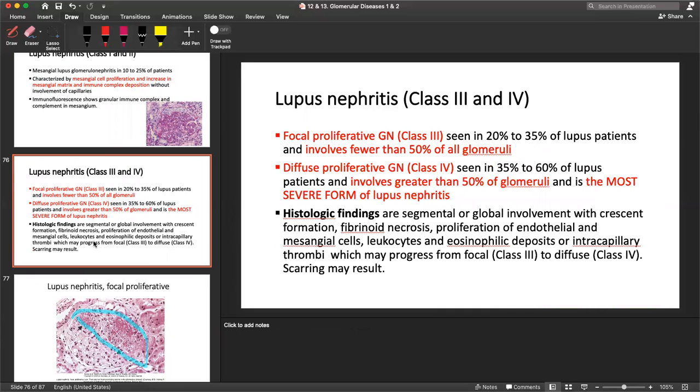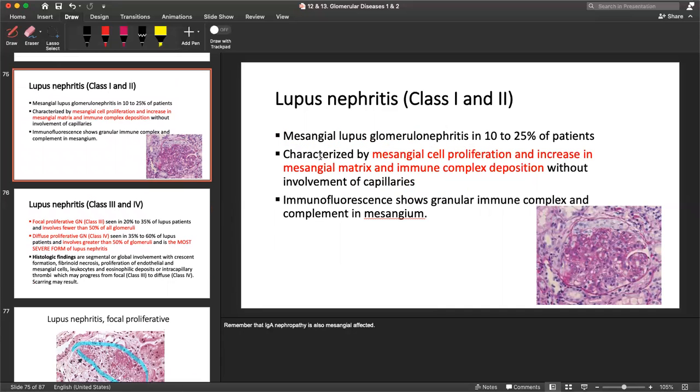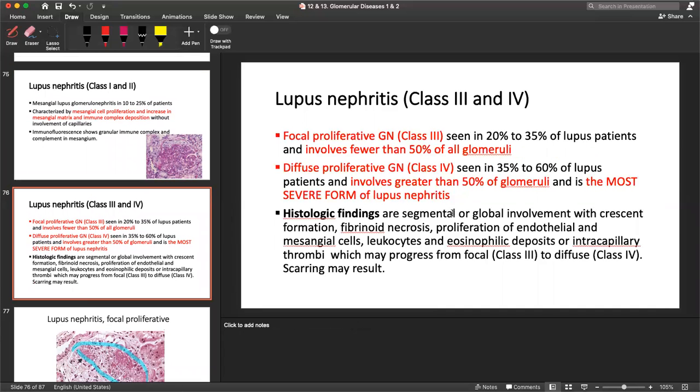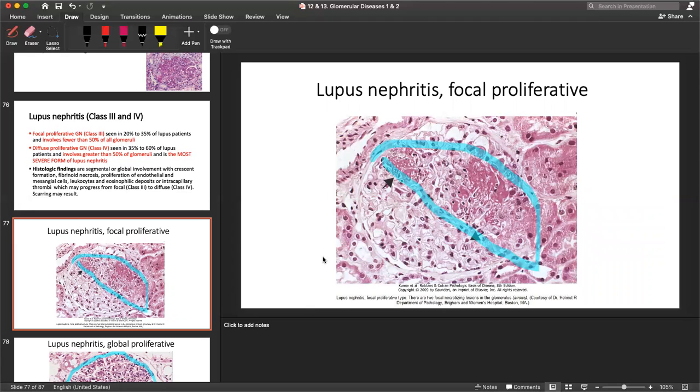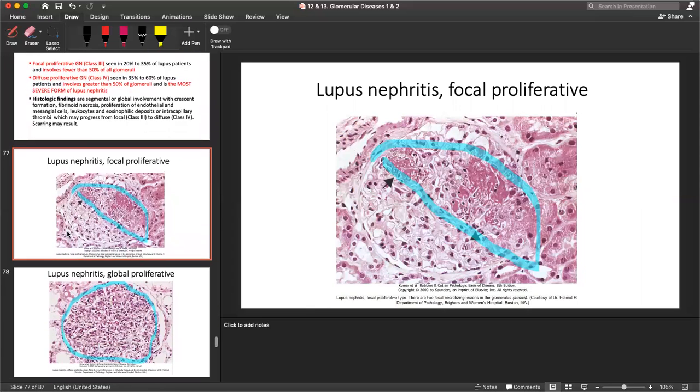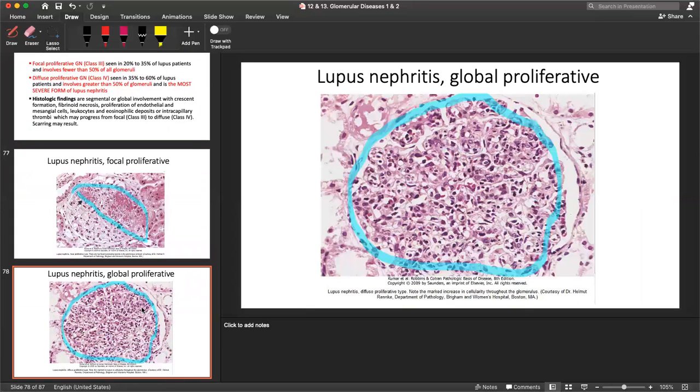Okay, class 3 and 4 is going to be our focal proliferative or diffuse proliferative glomerulonephritis or nephropathy. So remember, focal is less than 50%, diffuse is going to be most of them. And it's going to be the most severe form because it's affecting pretty much all of them. So let's look at focal proliferative. This looks normal. And then can you see how this is really bright, busy? Global proliferative, affecting everything.